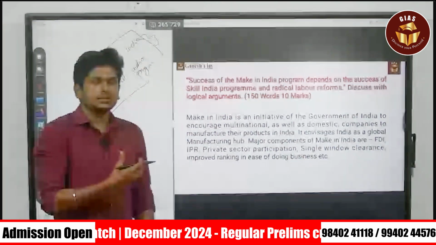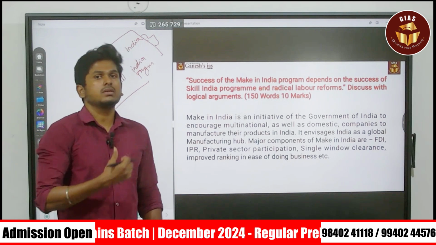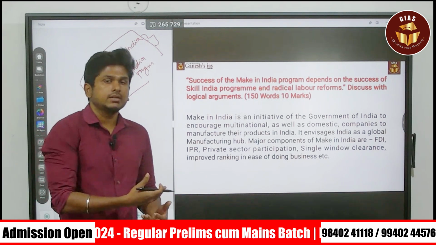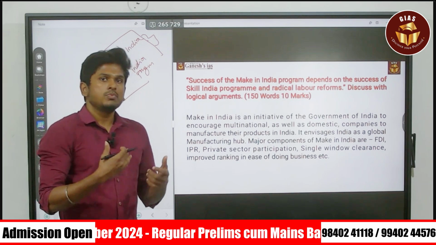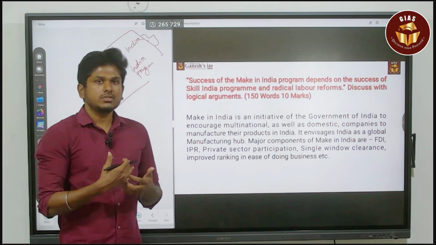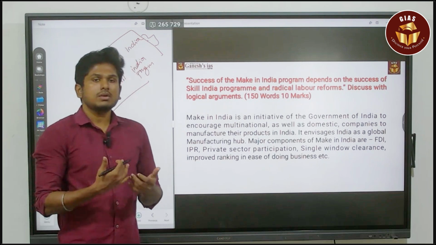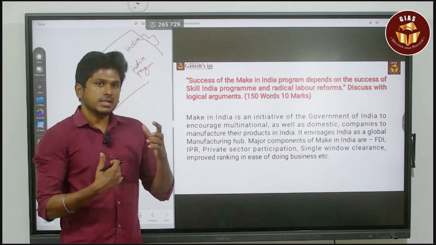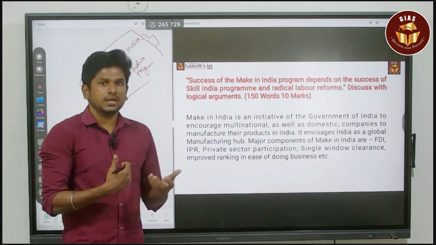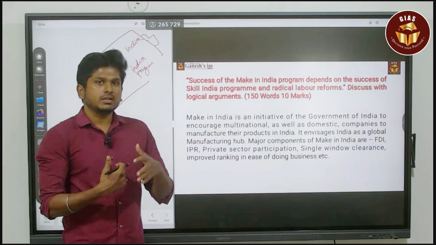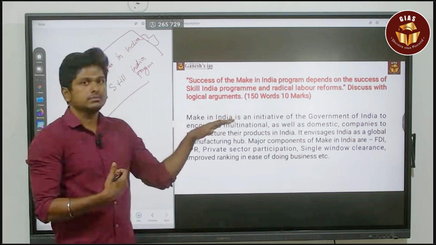So Make in India is nothing but this: India is importing a lot of things from outside. In that scenario, the idea of the Make in India program is to produce in India and consume within India, by producing the goods in India. So it is all about self-reliance. It is the idea of the Gandhian principle, to make India self-reliant, not dependent on foreign imports. That is the major idea of Make in India.